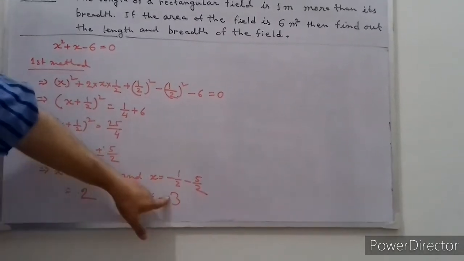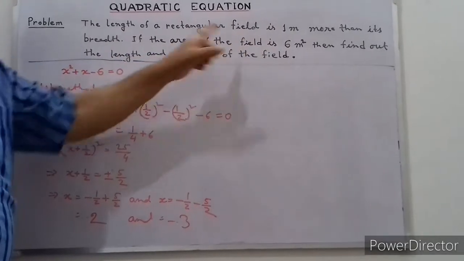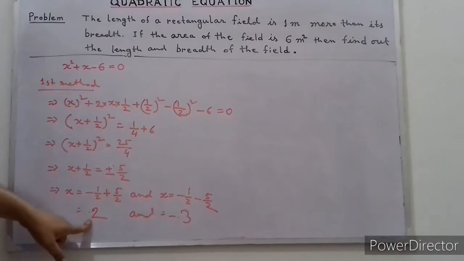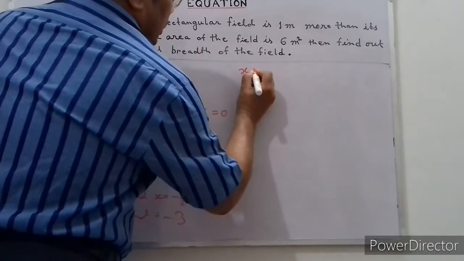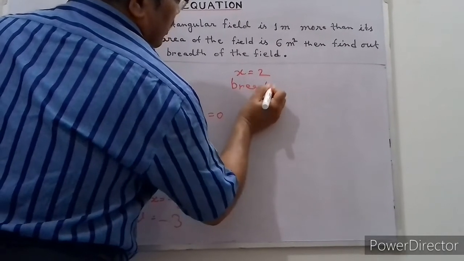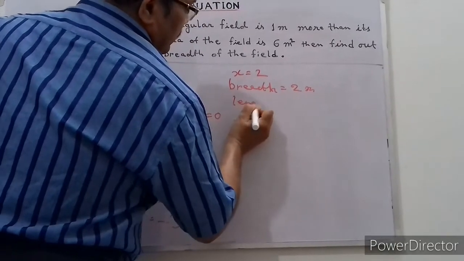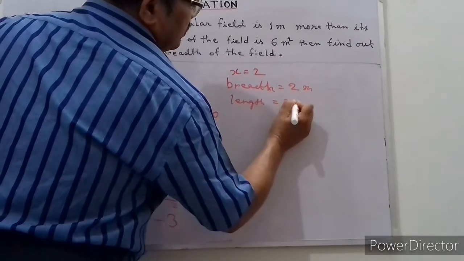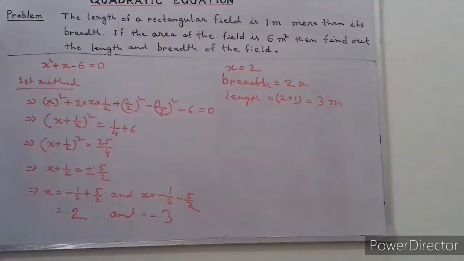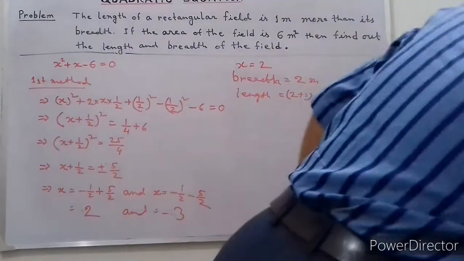Now should we take the minus 3? No, because this is the breadth of the rectangular field, which can never be negative. So we will take the positive value of x. So here x equals 2. That means breadth equals 2 meter. Length equals 2 plus 1, that is 3 meter. Thus we can solve the quadratic equation. Now the second method.